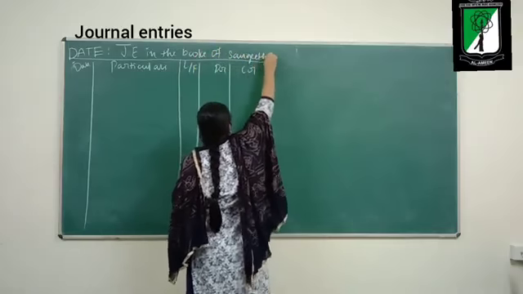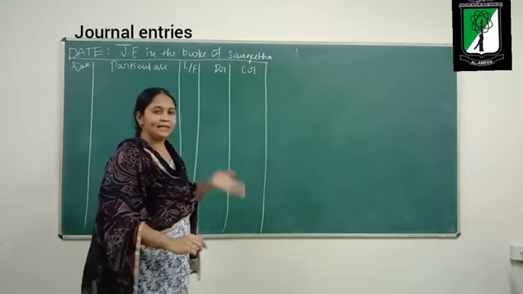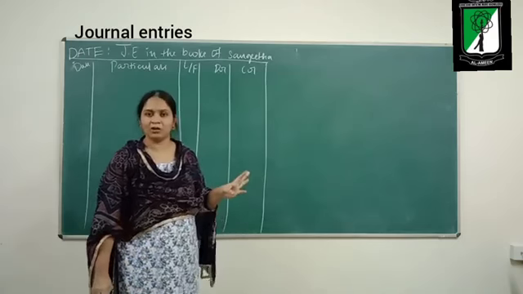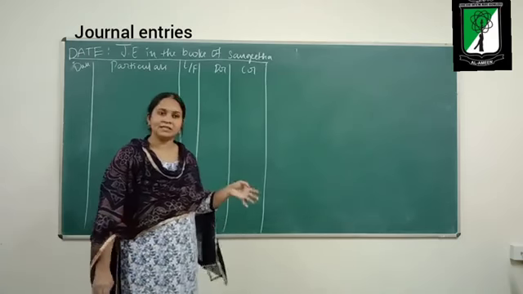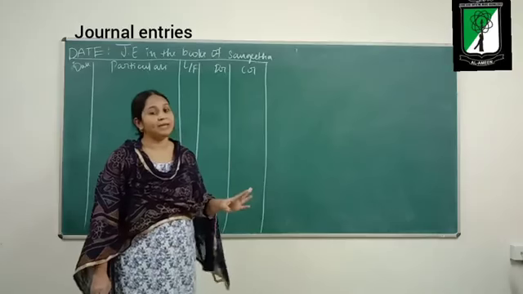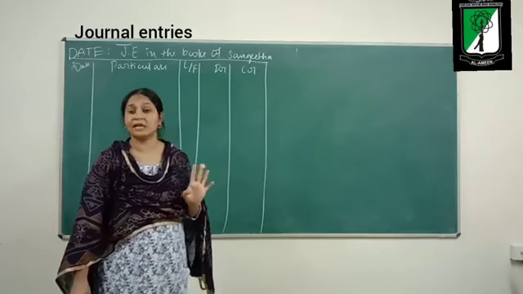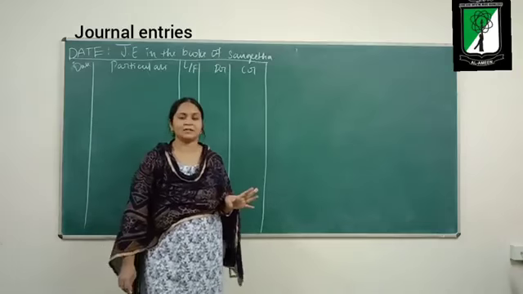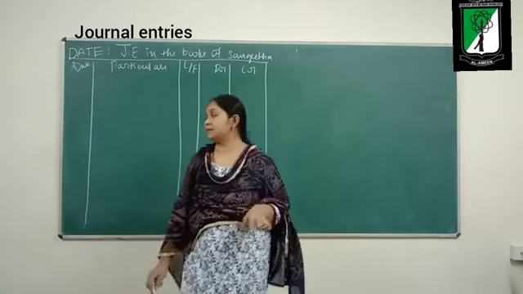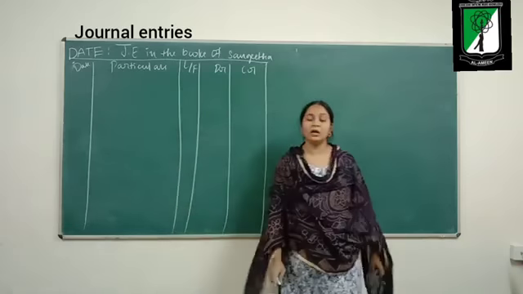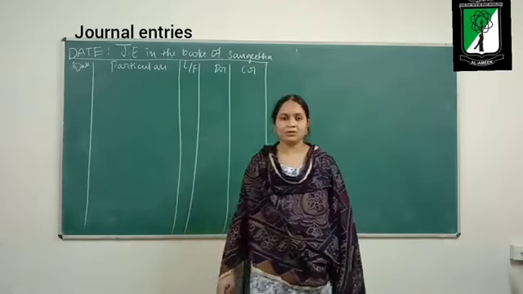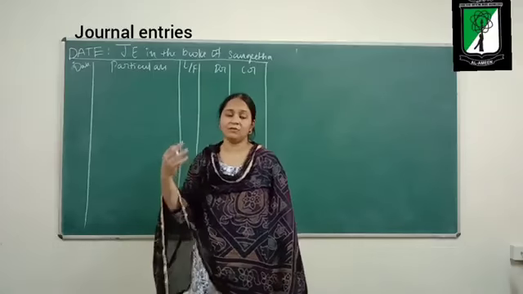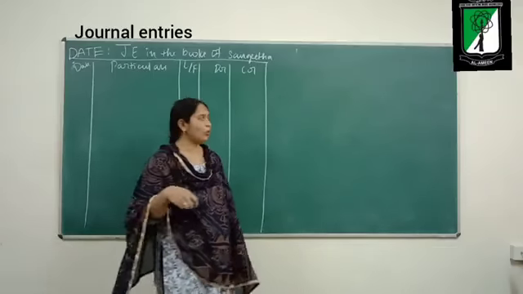You can use any method, either the English method, the traditional approach, or the modern approach. You will arrive at the same answer. You can follow any system for passing journal entries. Here I am following the modern approach, where with the help of the accounting equation, we will solve the problem.